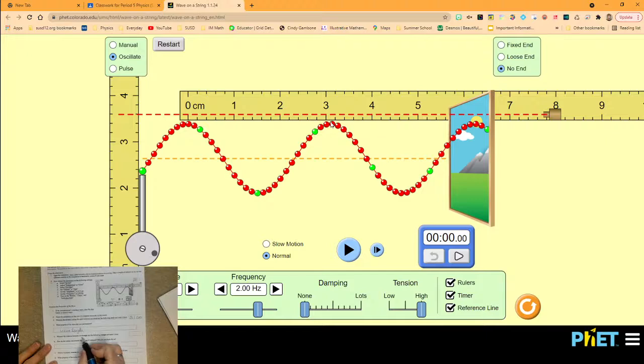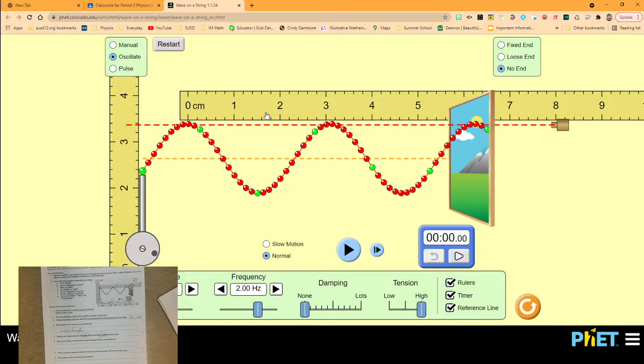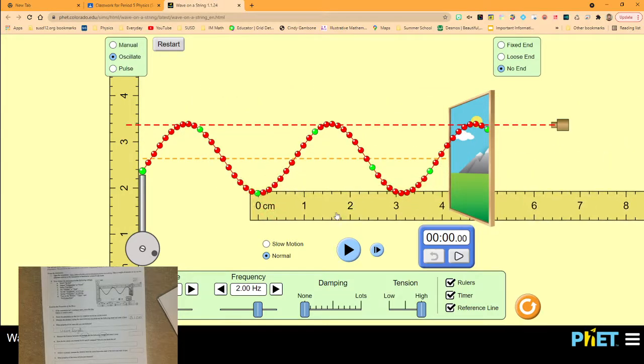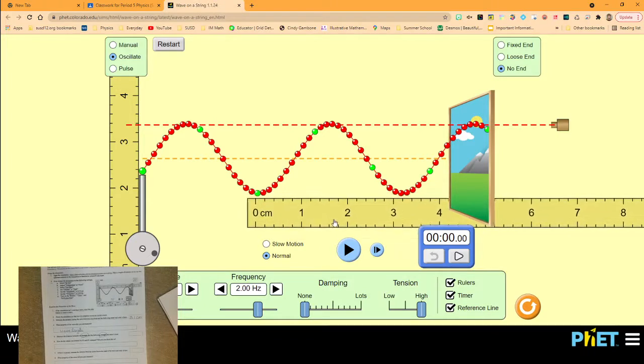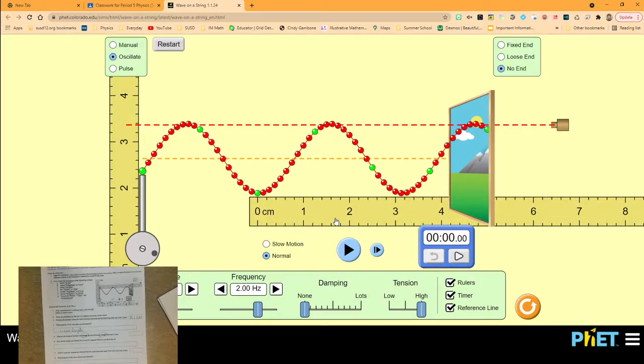Measure the distance between one trough and the following trough. Okay, move your ruler down from trough to trough. Measure carefully. Looks like 3.1 centimeters.